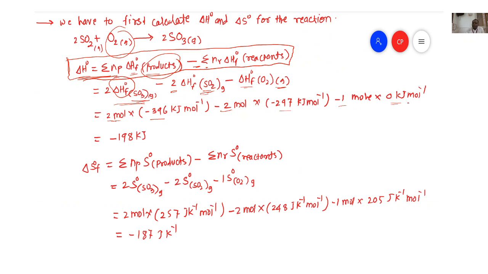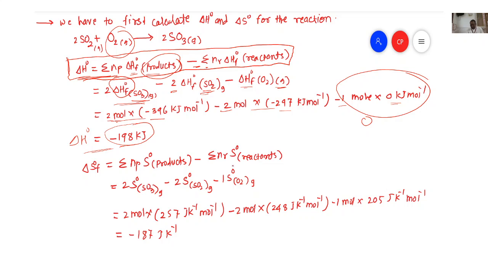Therefore, this total value comes out to be 0. If you multiply this and subtract the value, we will get minus 198 kilojoule per mole. Minus 198 kilojoule, that is the value of delta H0, right?